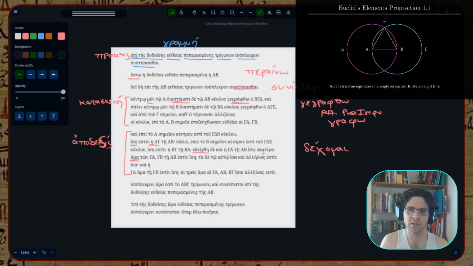Therefore, or thus, each of the two line segments gamma alpha, gamma beta are equal to alpha beta. Thus we have our recitation of the first common notion: the things which are equal to the same thing are equal to one another.